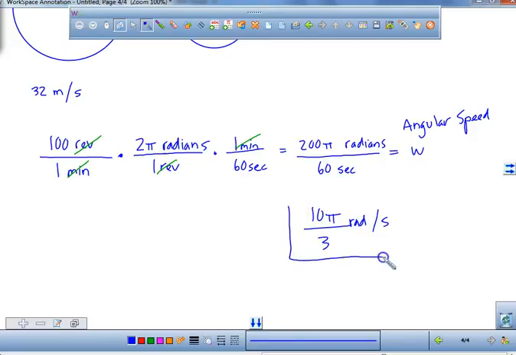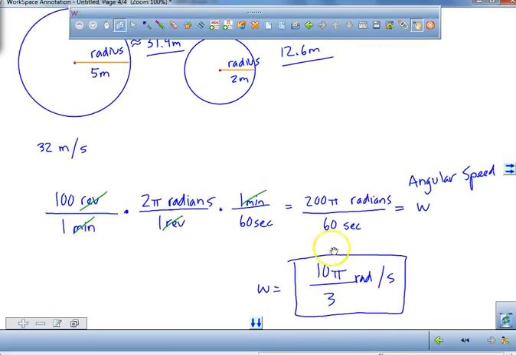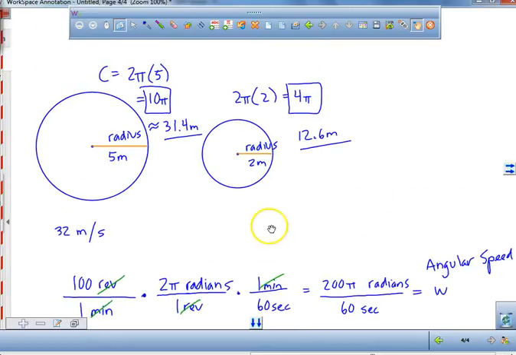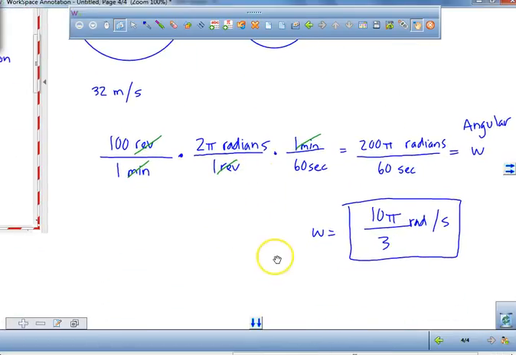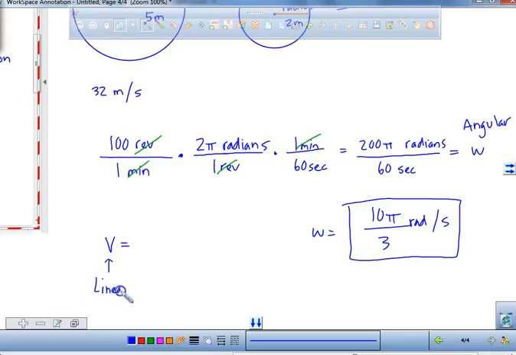So right now, everybody, I want you to call this your angular speed. So W equals this. Take that. Now, we're going to take this and help us find our ultimate radius. Now, there is a formula that deals specifically with V. What is V equal? Linear velocity or linear speed. It equals something over something.